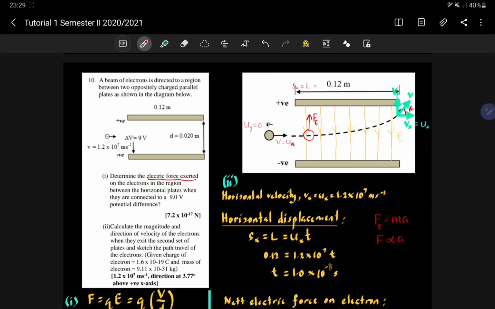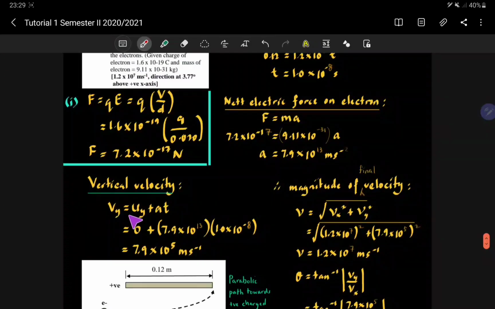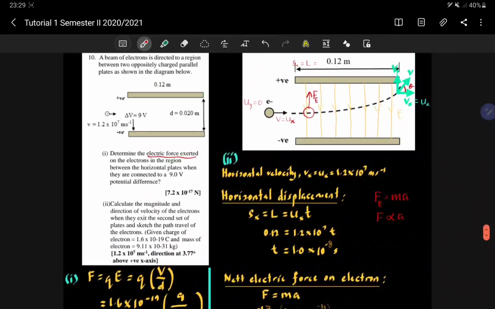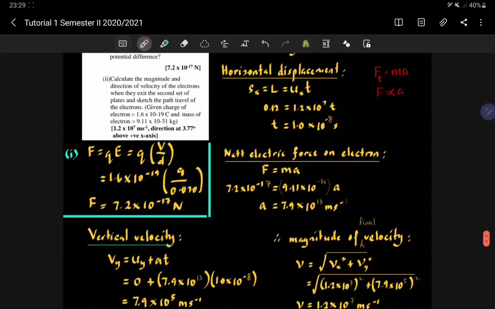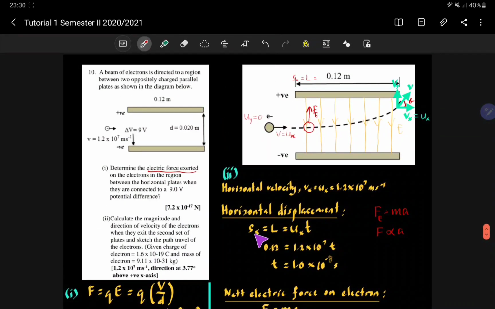Now we need to calculate vy. So how to calculate vy? Using the equation vy equals uy plus at. But for this equation, a and t are not given, so we need to calculate a and t first. We just calculate t first. How to calculate t? Using Sx equals uxt.